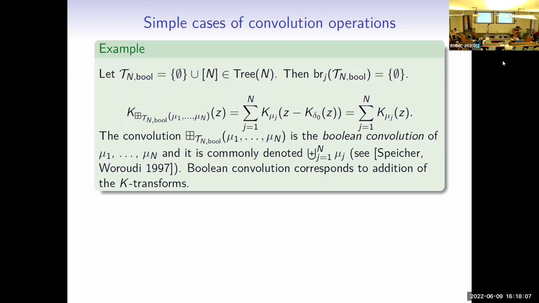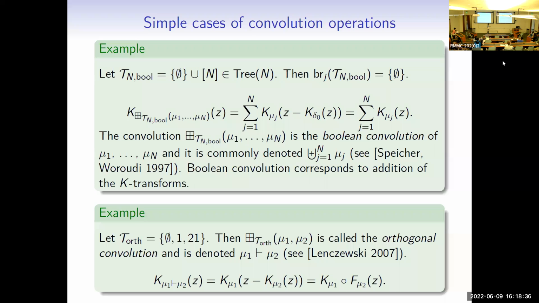Also here, this is commutative, so we can just write in this way to denote the Boolean convolution. This is first studied by Speicher and Woroudi. And this corresponds to the addition of the K transform. So this is the simple example where you just have the sum of K transforms. And the other one is the orthogonal convolution, where you consider a tree which has just 1 and 2, 1. So in this case, if you compute the previous equation, then you have this K mu1 composed with Z minus K mu2, which is just the K transform composed with F transform. This orthogonal convolution has been studied by Lenczewski.